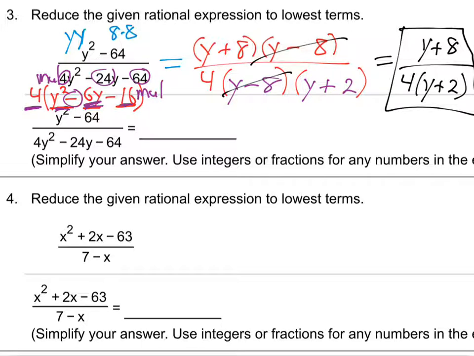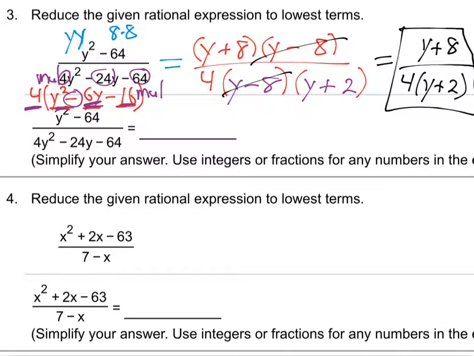Does that make good sense? Why can't I cancel out those y's? Because they're packaged. Part of the package, right? The y plus 8 on the top says, I'm a package deal. If you want any of me, you buy all of me or none of me. You can't take just the y or just the 8.